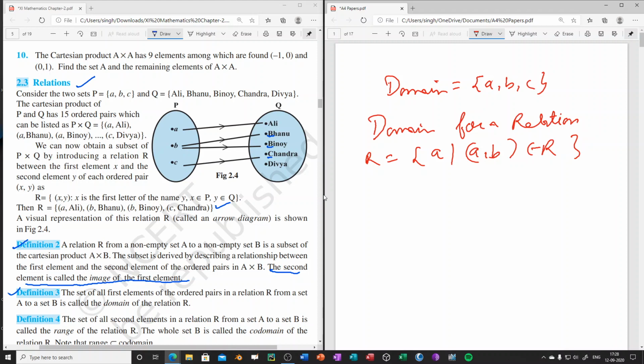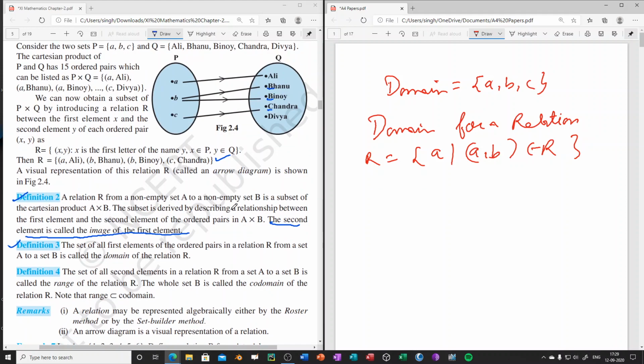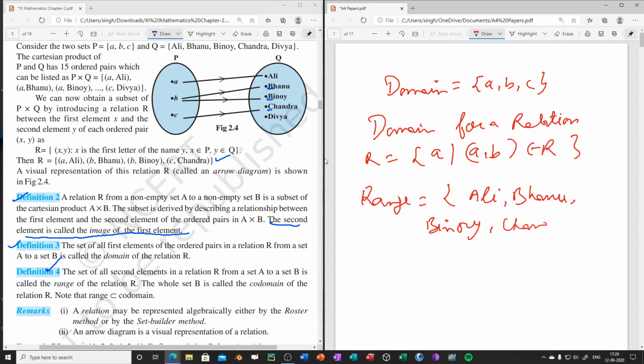Next we learn what we mean by range. Range and codomain are very simple. What is range? The collection of all the images is known as range. So in our case, what will be the range? Range will be equal to the images: Ali, then Bhanu, then Binoy, then Chandra. But we will not write Divya, because there is no element in the first set which is related with Divya. So this closes here itself.